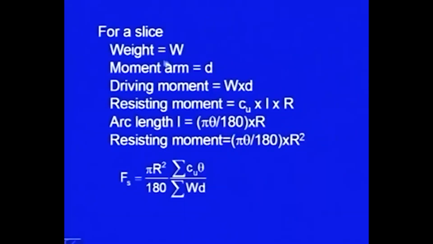So, this is the basic concept. Let us say there is a slice, its weight is W, its moment arm is D, D is the distance. The driving moment will be W into D, and the resisting moment will be Cu into L, L is the arc length.